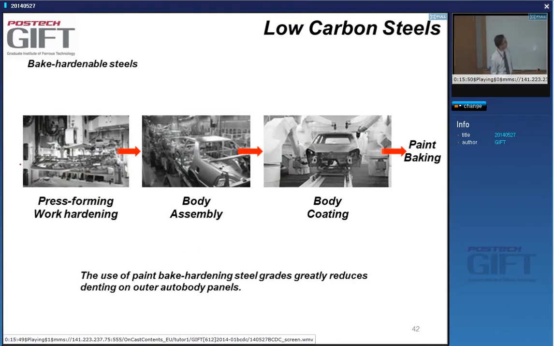And how does it work? Well, when you make panels, you get your steel, it goes through presses, yes? For instance, this is the side of a car here, yes? And then it gets assembled, welded to a body, and then you put the paint system on the car, okay? And then you bake the paint. The paint baking, so you basically dry the paint. And the paint baking is a low temperature aging process.